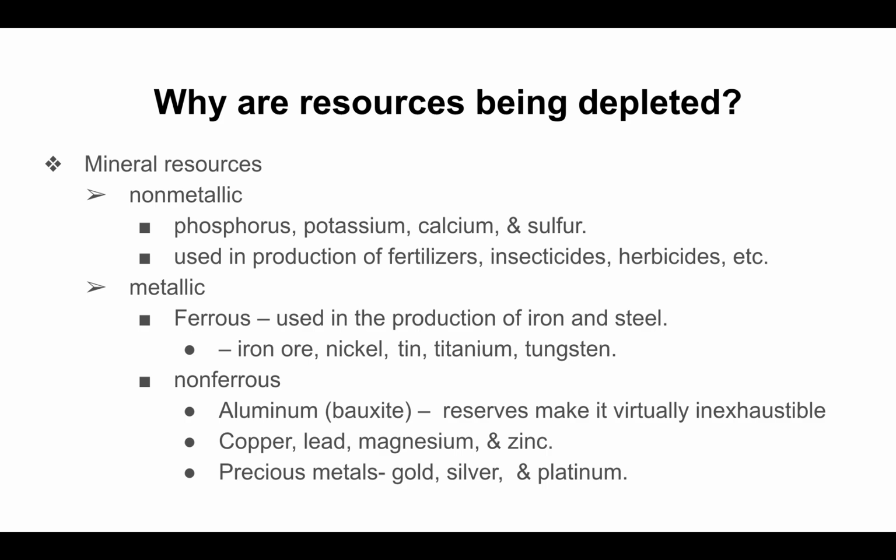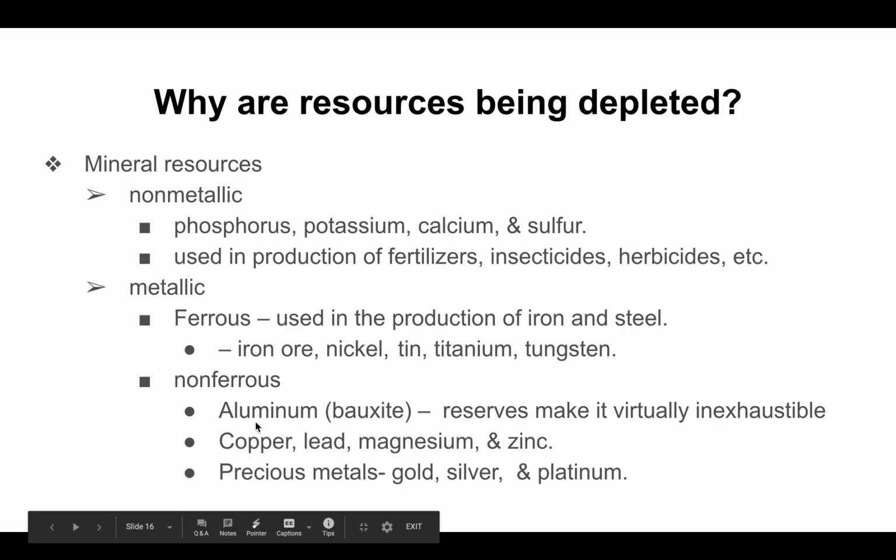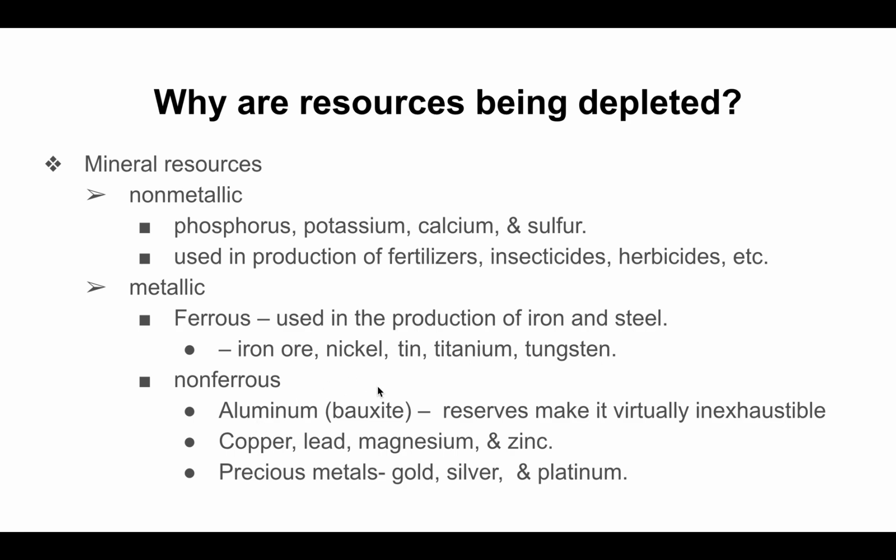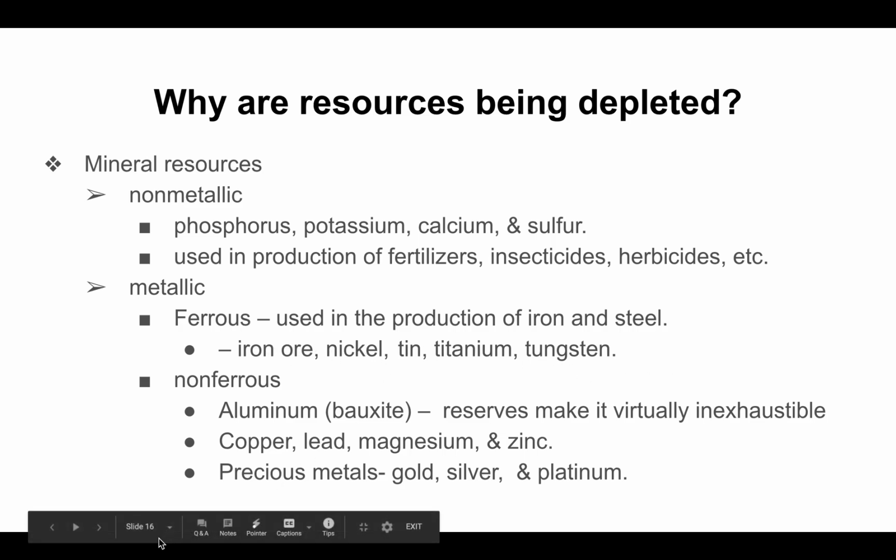Non-ferrous metals cannot be combined to make a harder, more durable form of metal structure. Aluminum comes from bauxite. It's virtually inexhaustible. Copper, lead, magnesium, and zinc are also non-ferrous. And then precious metals are non-ferrous. Again, they cannot be combined with iron to form steel and cannot be further processed into harder forms of metal.